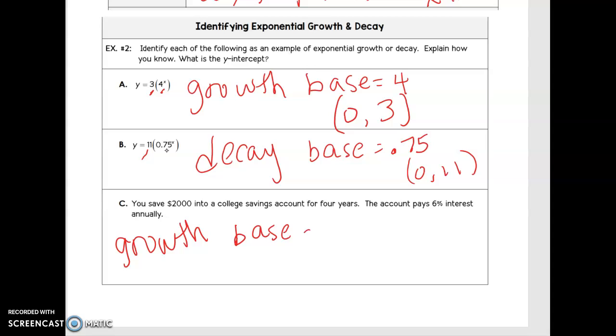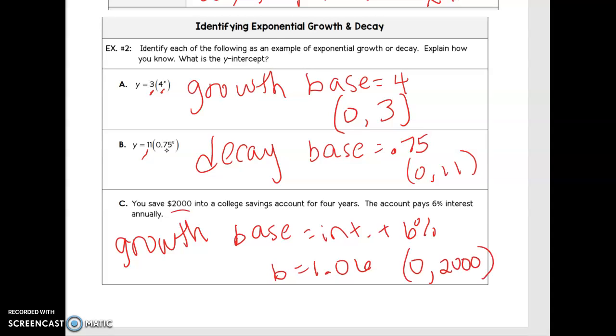Your base is the investment, plus the 6% that you're seeing. So that means b equals 1.06. If you don't know how to turn this into a percentage or into a decimal, go look it up, but it's 0.06. And your y-intercept is going to be (0, 2000). Why it's 2,000 is because that's what you start with.